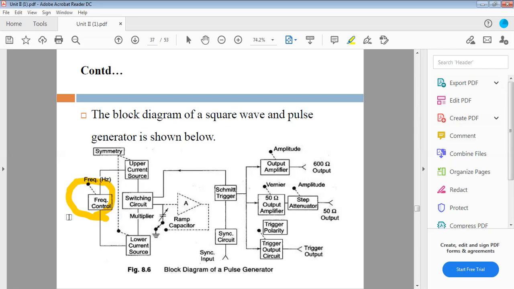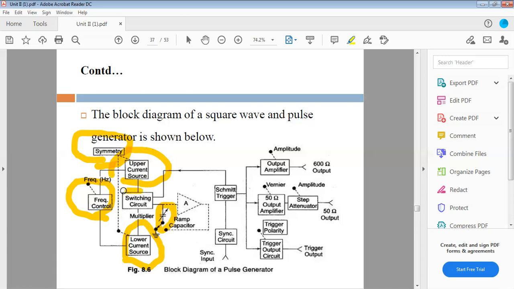Next in this block diagram, the first one is frequency control. We have understood how it changes the frequency. Next, we have another control called symmetry control. This symmetry control is used to provide the duty cycle to the instrument. Next, we have an upper constant current source and a lower constant current source. These two current sources generate the charging and discharging of the ramp capacitor.